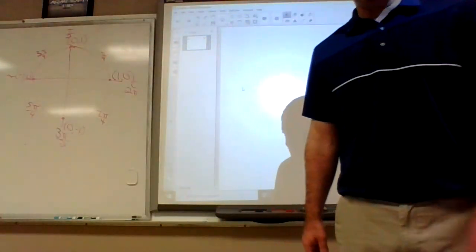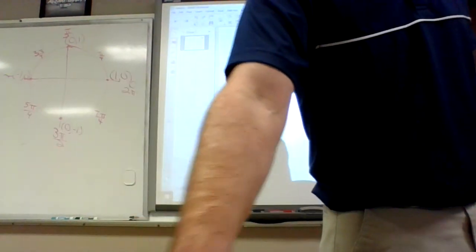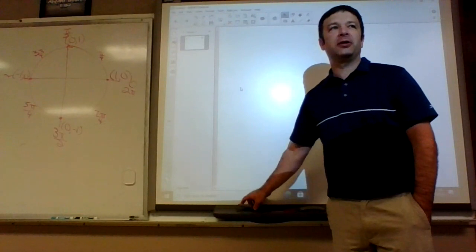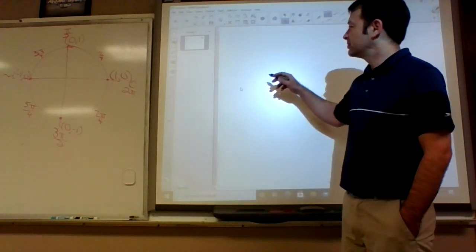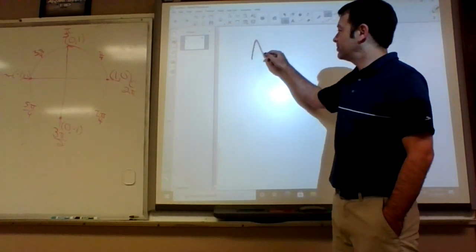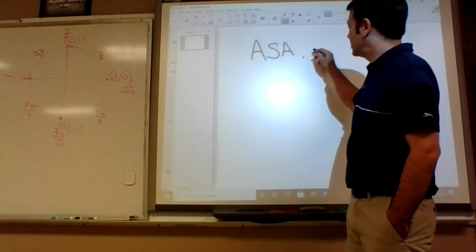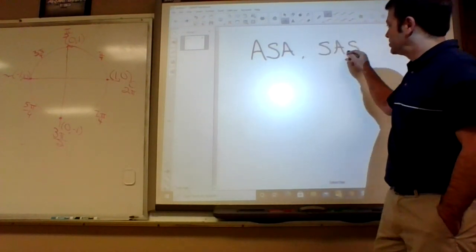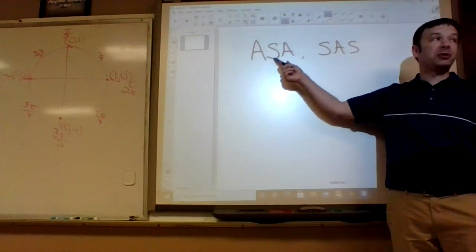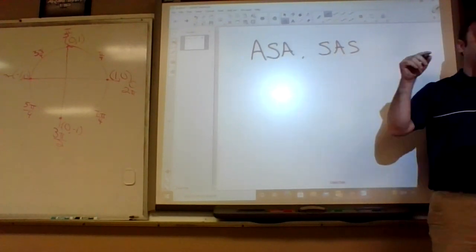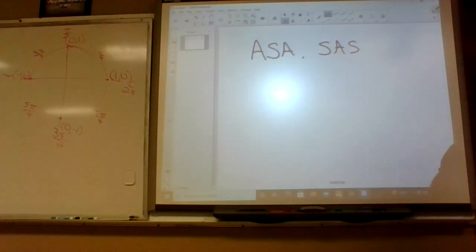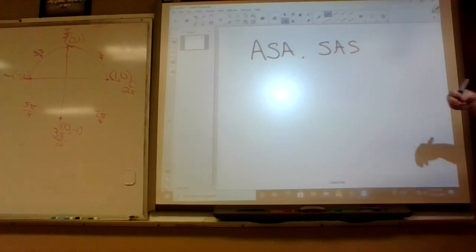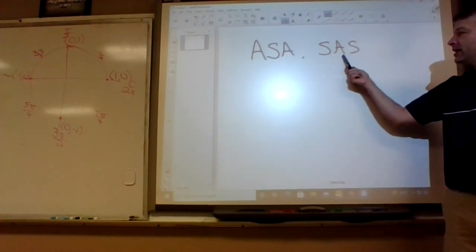So yesterday we learned two ways to prove triangles are congruent. Do you guys remember what they were? Angle, side, angle, and side, angle, side. On this one, the side has to be between the two angles. On this one, the angle has to be between the two sides. The book calls it the included side or the included angle.